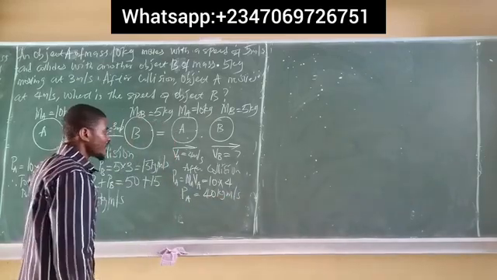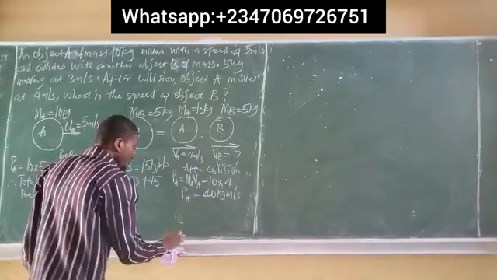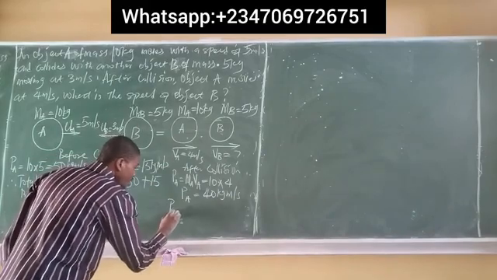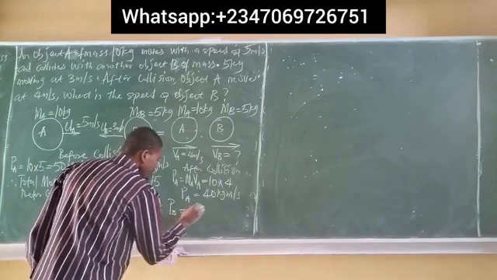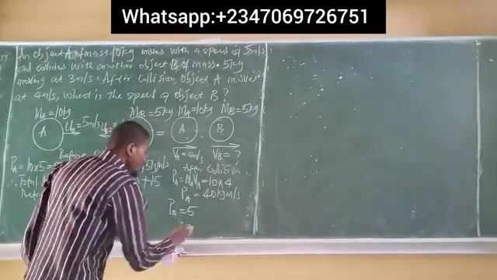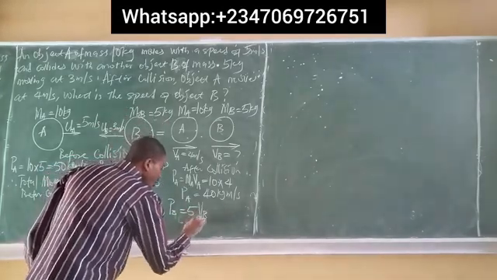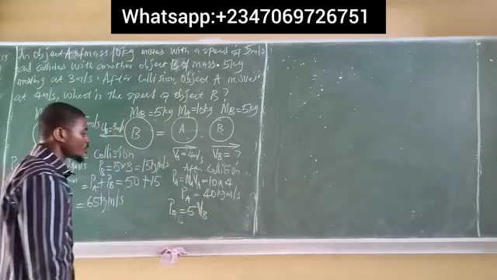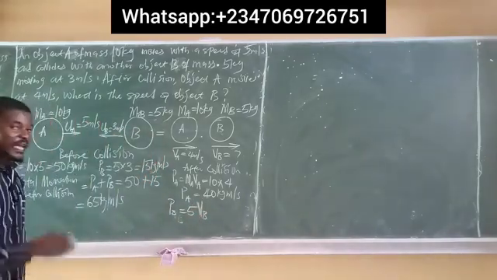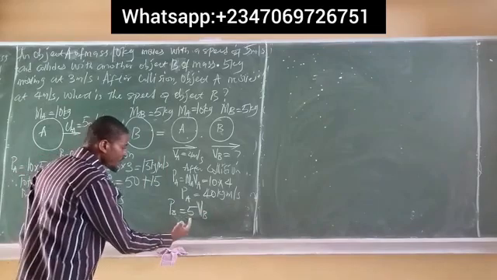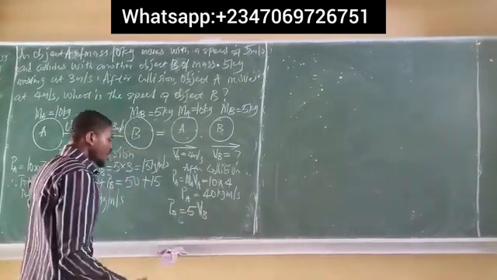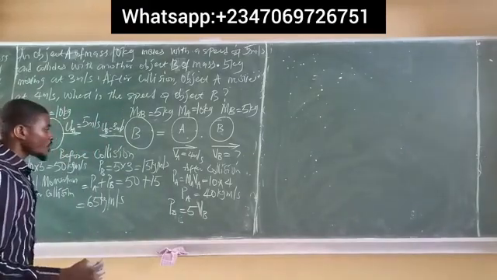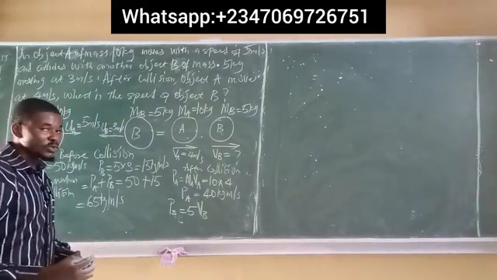Then for body B, the momentum after collision, PB, is equal to the mass of B, which remains 5 kilograms, multiplied by the speed of B, which is now unknown. This is what we are being asked to find. So you have the mass of body B times the speed of body B, which we don't know, so you simply keep this. Now remember the law of momentum: we have to sum the total momentum after collision.